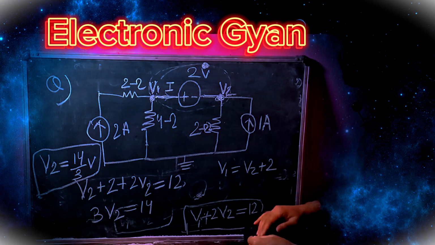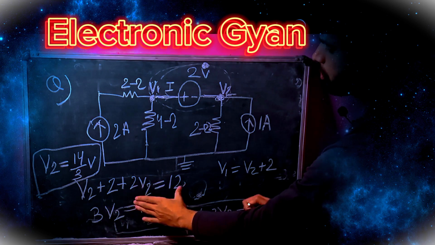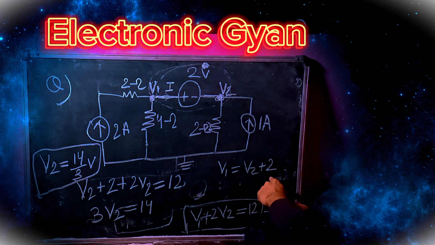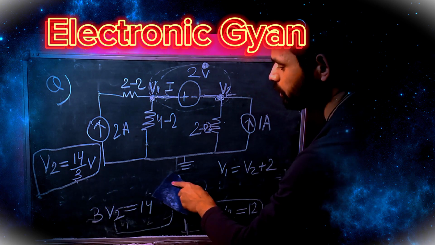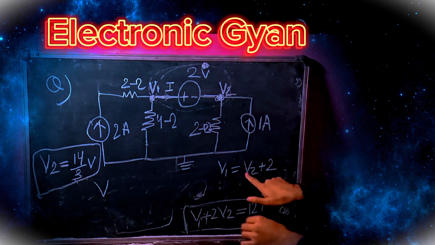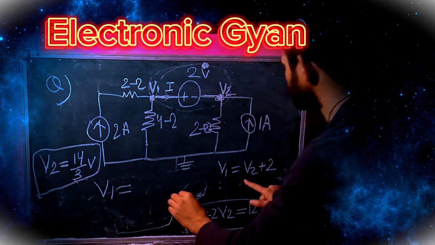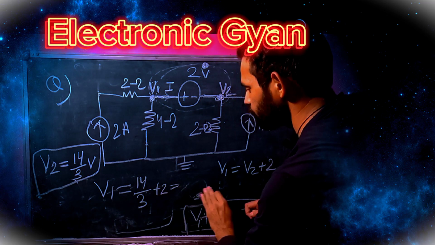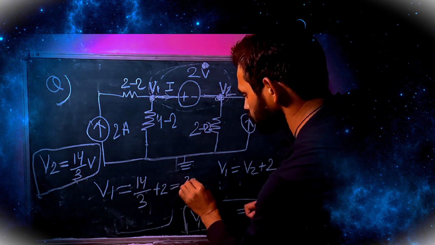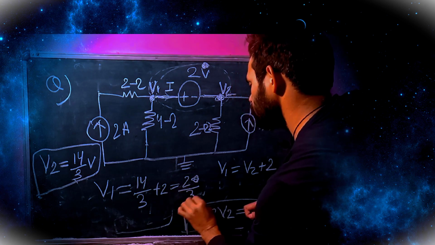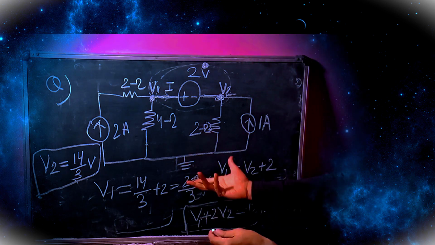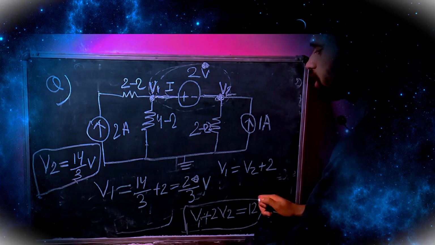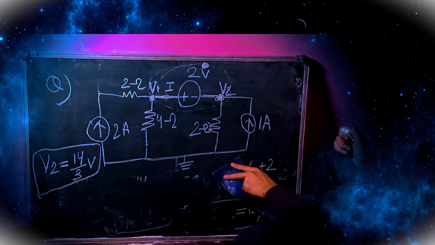Then V1 is equal to how much? Now I am going to put this V2 into the V1 equation. From here we will get the value of V1. V1 is equal to V2 plus 2. What is V2? 14 by 3 plus 2, which is equal to 6 plus 14, 20 by 3 volt. So now we have calculated the values of V1 and V2.